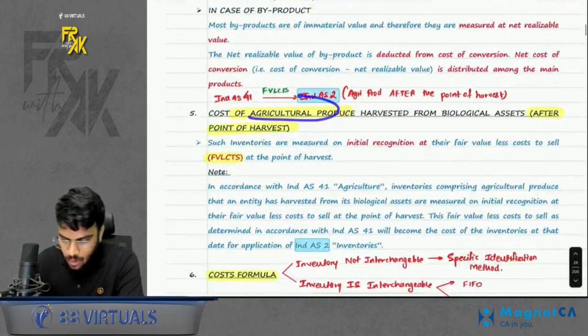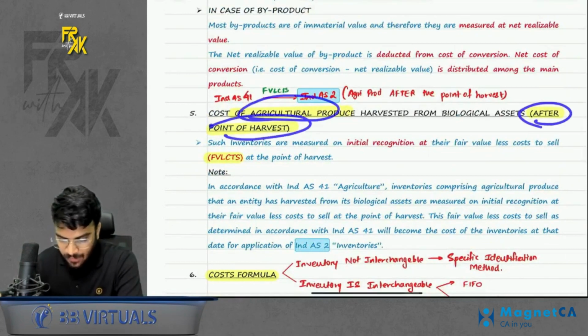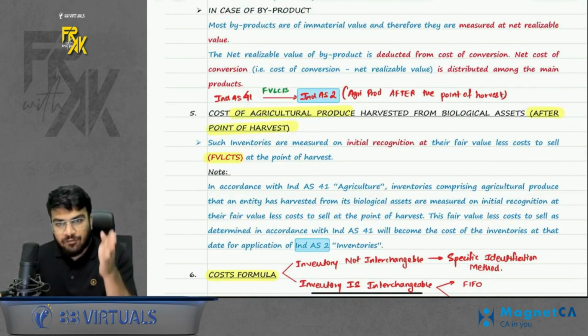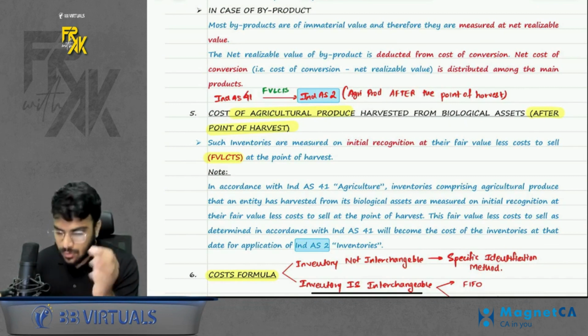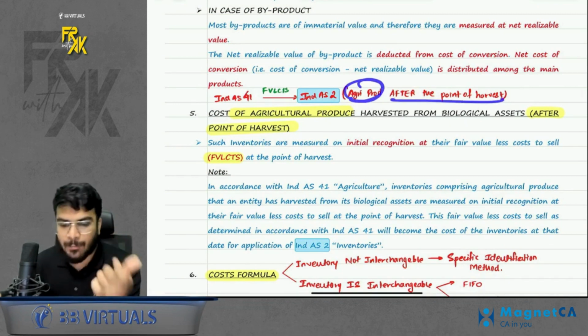Okay. Then cost of agriculture produce after the point of harvest. Remember, after Index 41, you come to Index 2. When do we come to Index 2? When that agriculture produce is after the point of harvest.